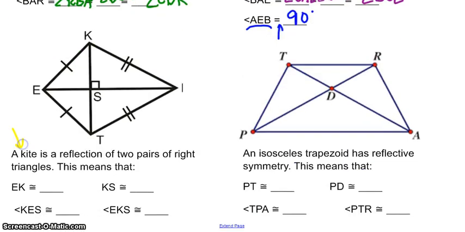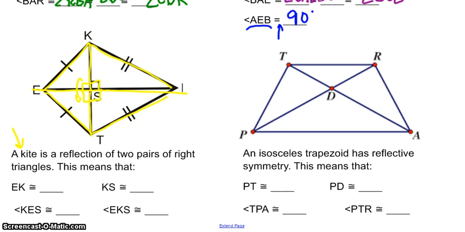This question tells us that a kite is a reflection of two pairs of right triangles. So here's our line of reflection. We've got one right triangle here and another right here that are being reflected down below to these two right triangles. Okay, and again, the right triangles, so 90-degree angles all around.